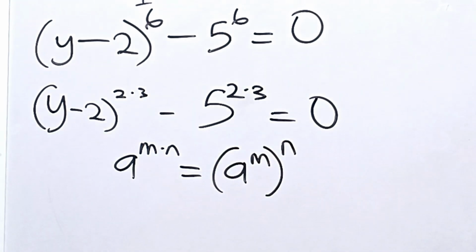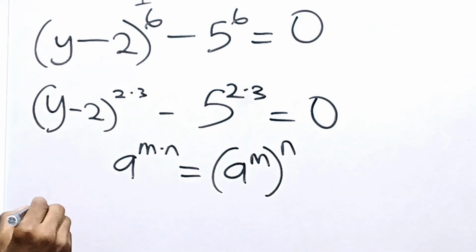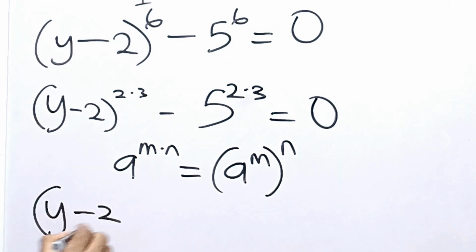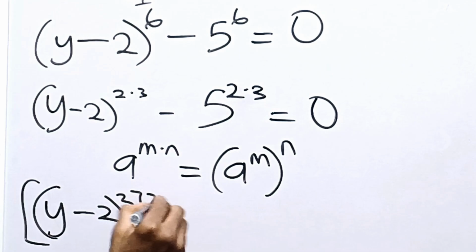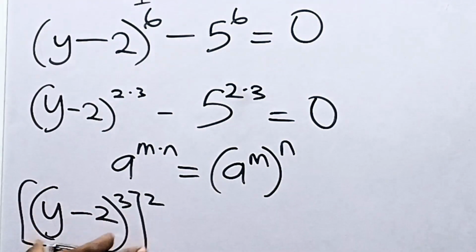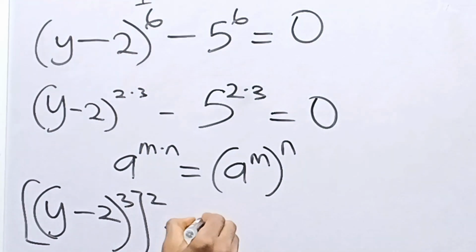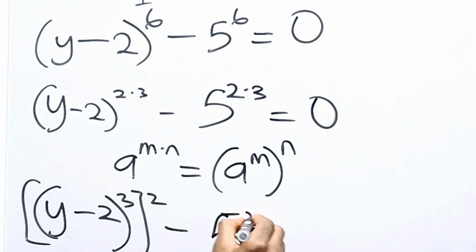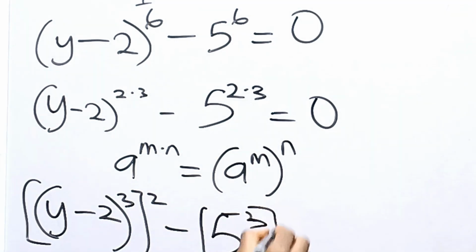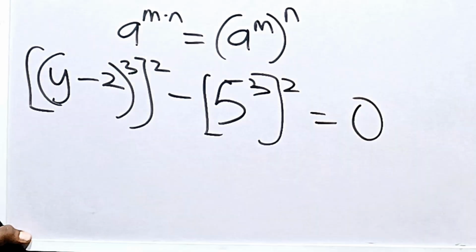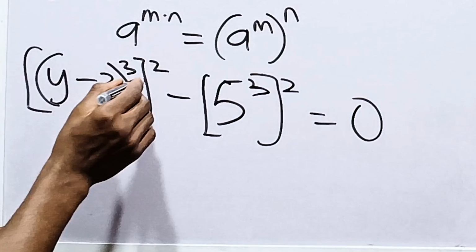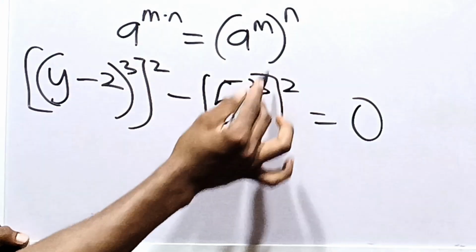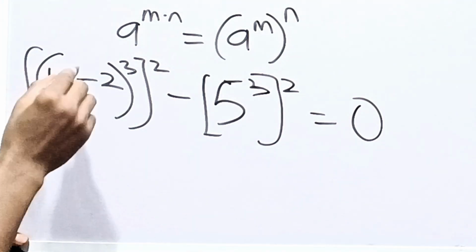Alright? Now you can say that this will now mean that y minus 2 to the power of 3, raised to the power of 2, is equal to y minus 2 raised to the power of 6. So equal to this raised to the power of 6 minus 5 to the power of 3, raised to the power of 2, is equal to 0. Okay, so this is the same thing. Now, this is a difference of two squares. So this is squared and this is squared, alright?